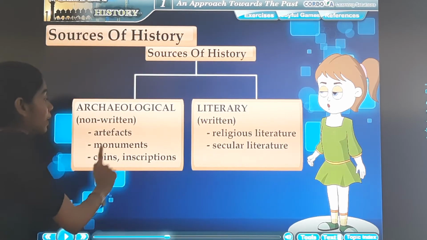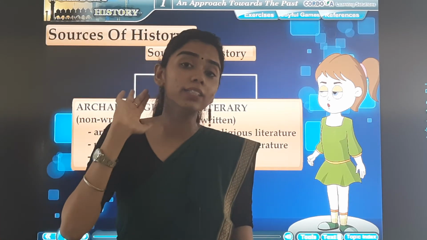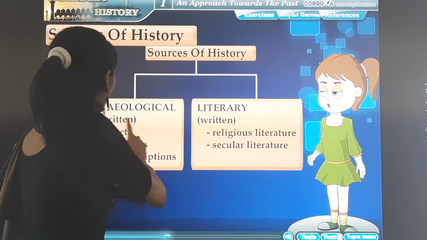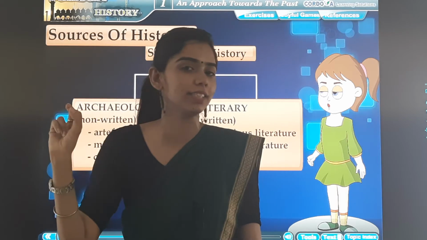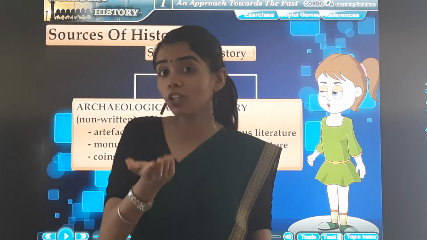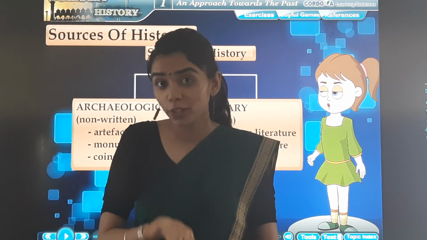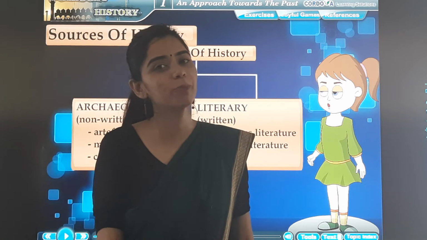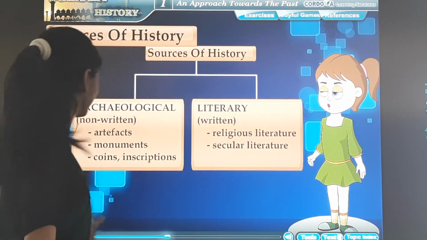Then coins and inscriptions. So during the past time, what happened? The coins were different. These monuments also, on the walls, they used to write things. अब उनके पास तो अपनी तरह books नहीं थी. There was no paper also. So they used to write on these inscriptions, on the monuments. So now we'll watch the video and we'll get an idea of it.